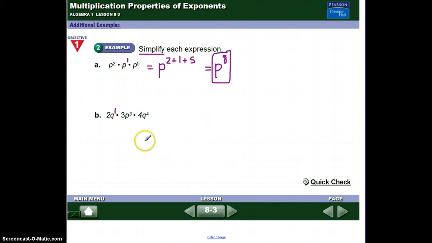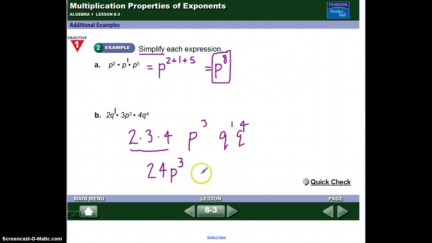Now on B, we have kind of several things going on. So coefficients in front would be 2, 3, and 4. And our letters, if we sorted them, we would have p to the 3rd, and q to the 1st, and q to the 4th. So this part, when we put them together, 2 times 3 would be 6, times another 4 would be 24. There's only one p that's there, p to the 3rd, that's going to have to go in my answer. And my q's, I'm going to actually have to add these two together. So 1 and 4 would give me 5. So this is going to be my final answer.